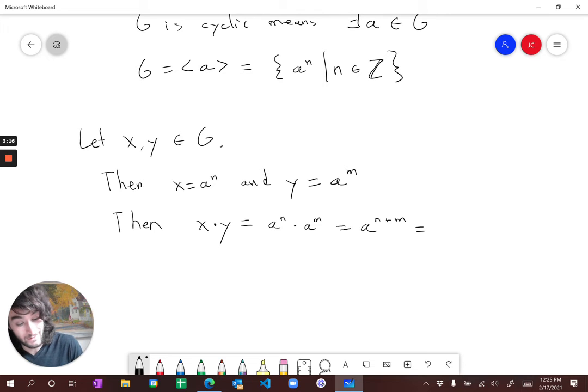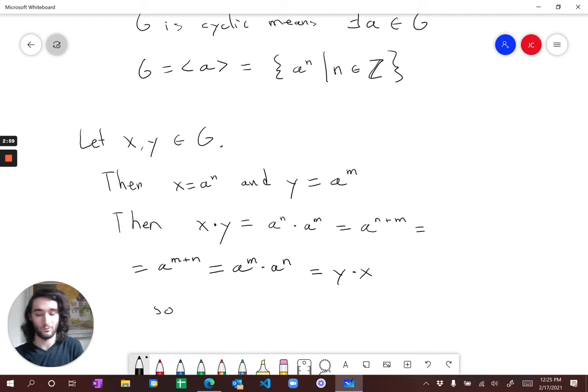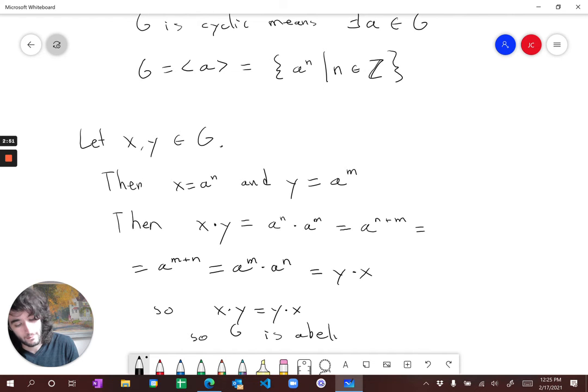And that's the same as, maybe I'll finish it down here. That's the same as, you can flip that around up there for sure. And that's the same as that. And that's the same as that. So it turns out that for any elements X and Y, X times Y is the same as Y times X. So G is abelian.